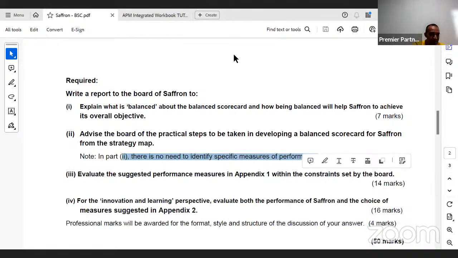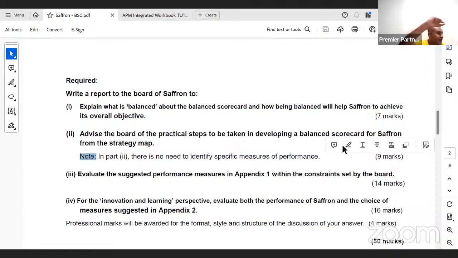So this isn't an old paper they're telling us not to do. Now they don't say all of it. But the tendency is, see, the examiner knows. The moment you start writing this, you will pick on that. So he specifically tells you, don't need.